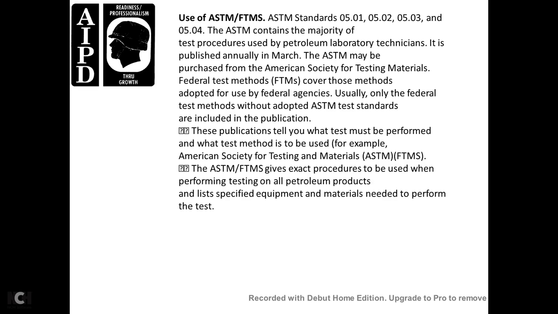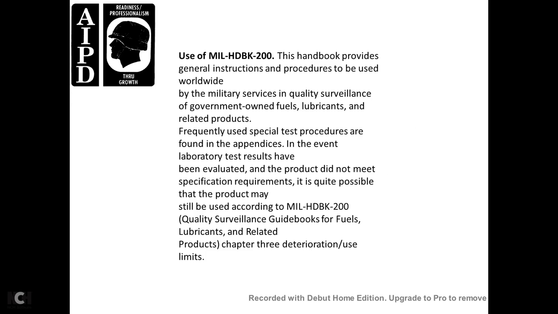A publication tells you what test must be performed and what test method is to be used. For example, the American Society for Testing and Materials and the Federal Test Methods Standards, ASTM and FTMS, give exact procedures to use when performing tests, and for all petroleum products list the specified equipment and the materials needed to perform the test.